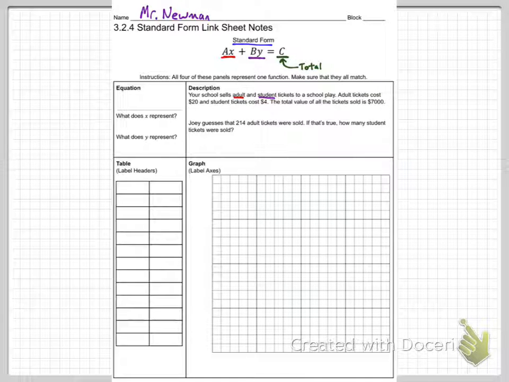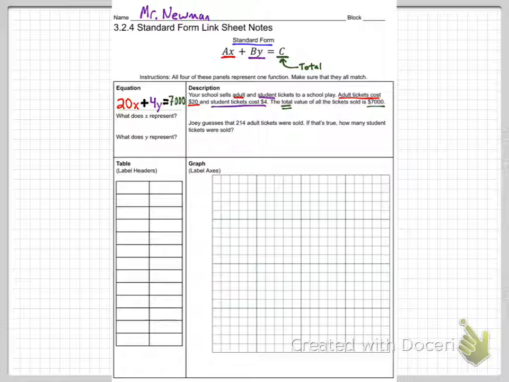Your school sells adult and student tickets to a school play. Adult tickets cost $20 and student tickets cost $4. The total value of all the tickets sold is $7,000. So adult tickets are $20 and student tickets are $4. That's going to be the basis of our equation. We know it's equal to a total of 7,000. So 20x plus 4y equals 7,000 is the equation.